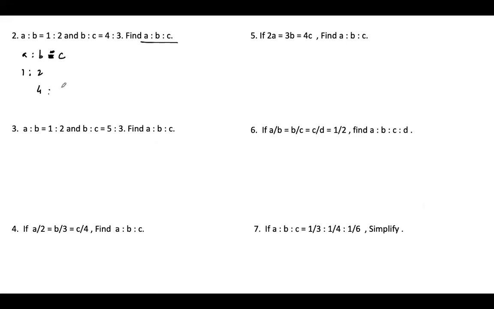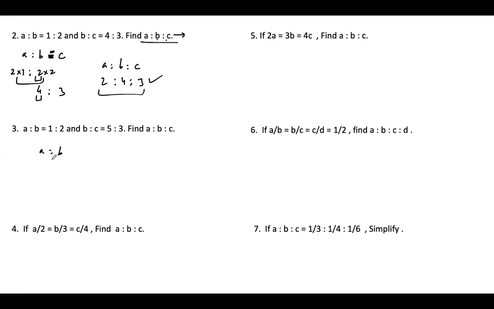And you have B ratio C as 4 is to 3. What should I do? As I see that there are two values of B, and I need to write the values of A, B, C together, we need to find a common value for B. So we'll multiply the initial ratio by 2. So you'll get A ratio B ratio C as 2 ratio 4 ratio 3.